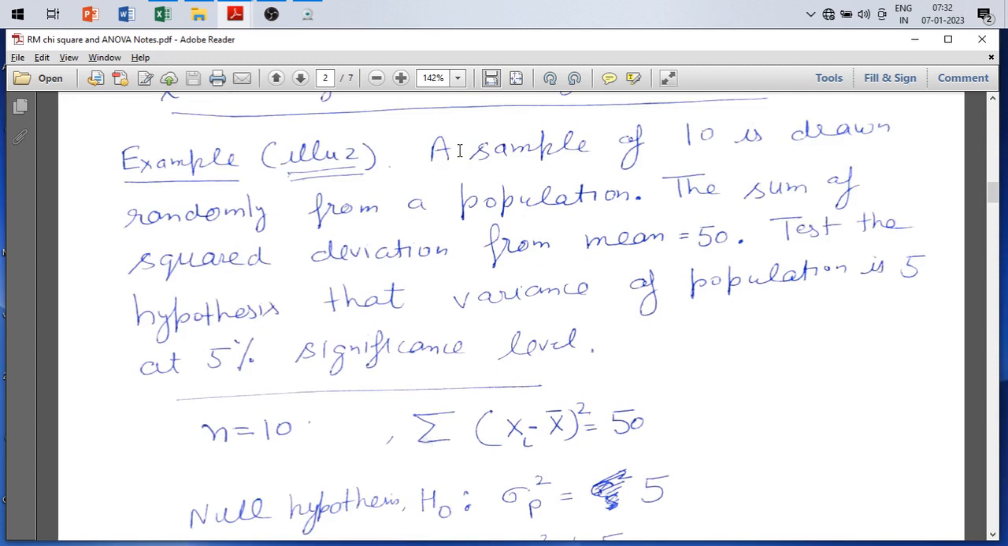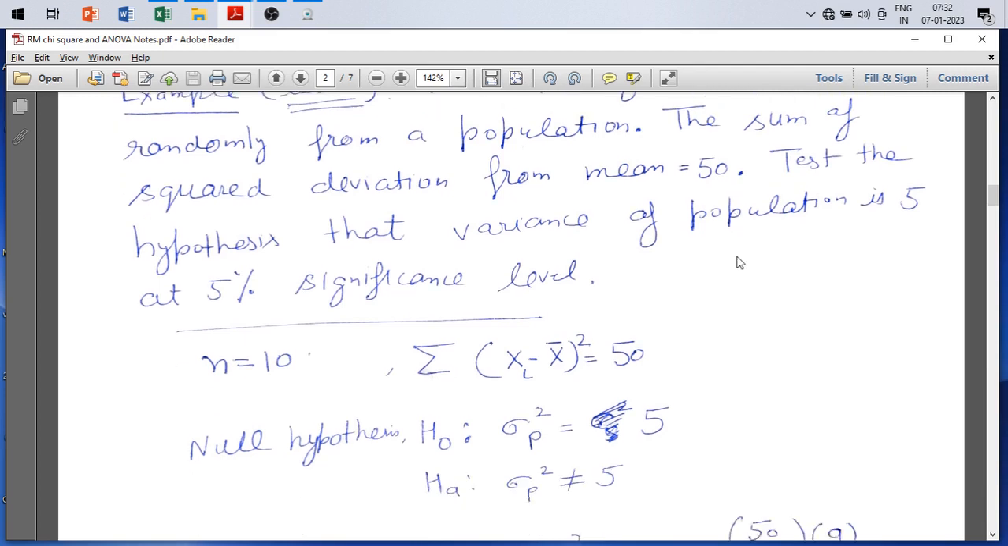The question is, a sample of 10 is drawn randomly from a population. So our sample size n is 10, and the sum of squared deviation from the mean is 50. What that means is basically this term, sigma of xi minus x bar squared. X bar is the mean of the sample, and xi minus x bar is the deviation from the mean. We are squaring it and adding. So that is what is meant by the sum of squared deviation from the mean, and that is given as 50.